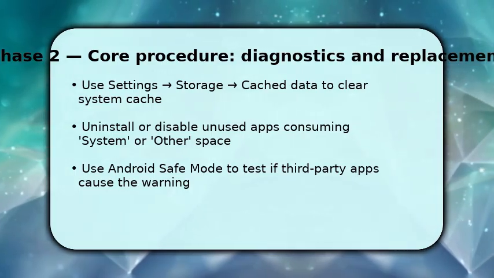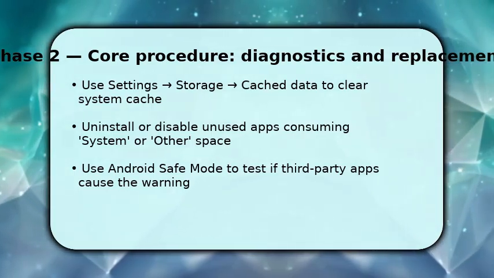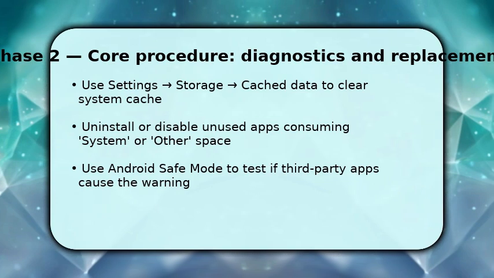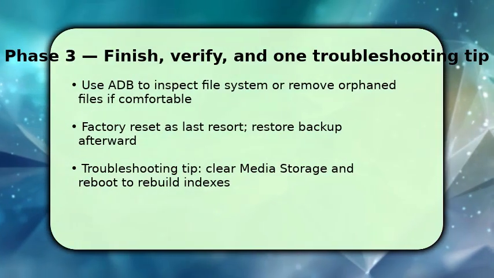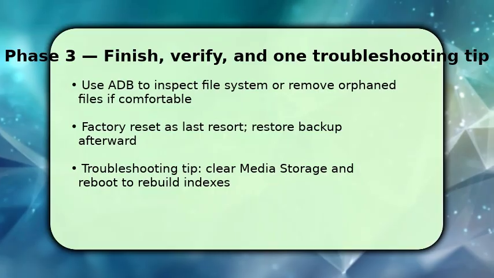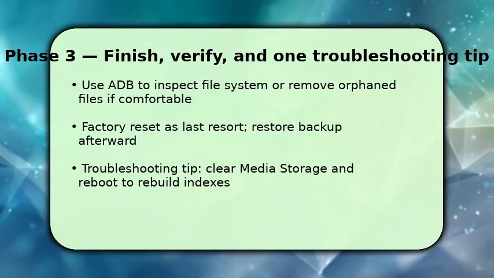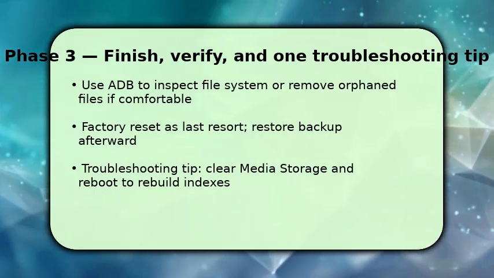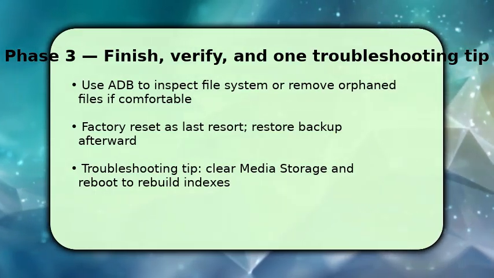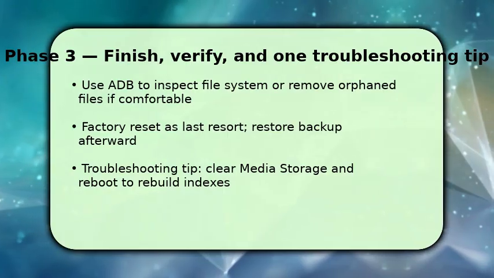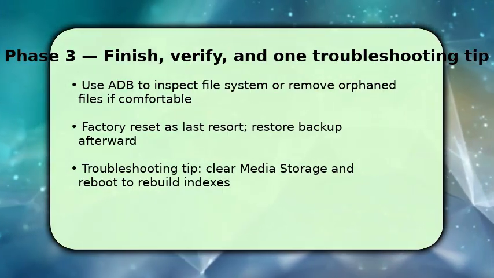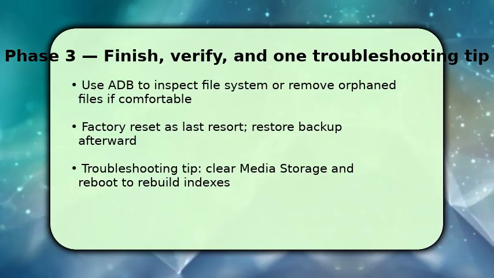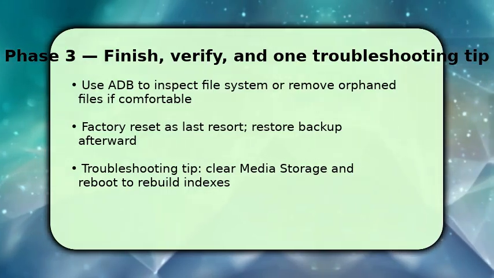You finish with advanced options and a key tip. If you're comfortable, connect via ADB to list large files and remove orphaned logs or temp files. That's precise and powerful. If problems continue, perform a factory reset after confirming your backup because that restores storage bookkeeping. Make sure to restore selectively. Troubleshooting tip: if storage still misreports, clear media storage data and reboot.